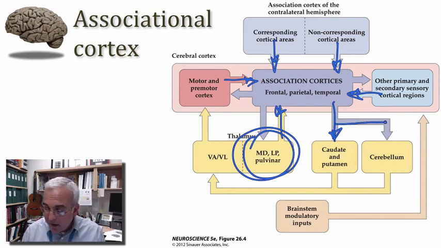Likewise, there are inputs that are relayed into the cerebellum from the associational cortex, undoubtedly involving our lateral cerebellar hemispheres. This is a fairly newly discovered aspect of cerebellar function that perhaps pertains to cognition and emotion. Still a somewhat controversial area, but one that the anatomy would seem to bear out.